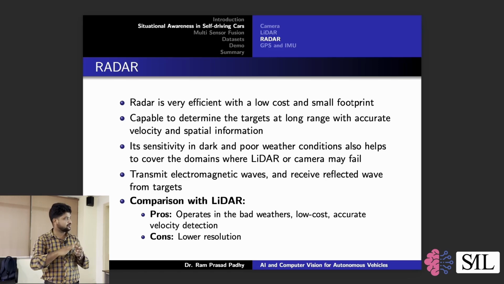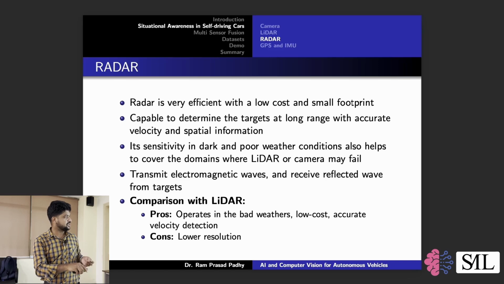So we can come up with a very accurate environment where LiDAR, camera and radar can be used. But the problem is that its sensitivity in dark and poor weather conditions also helps to cover domains where LiDAR or camera may fail. So it works in different kinds of poor weather conditions where the camera and LiDAR will not work.